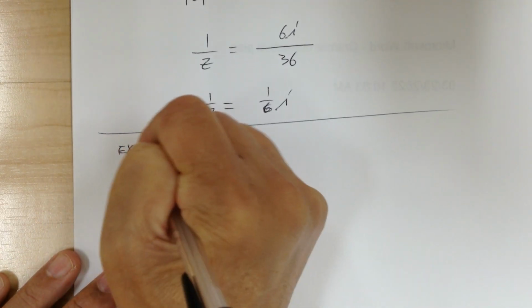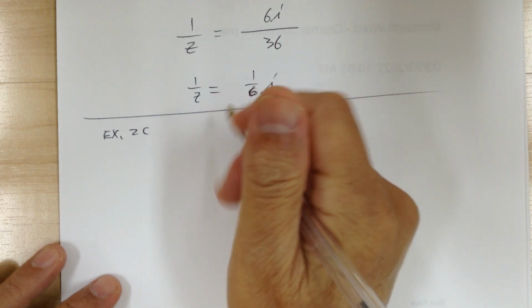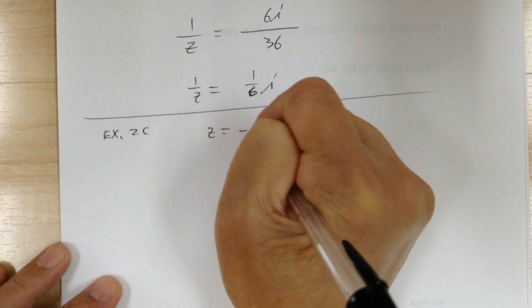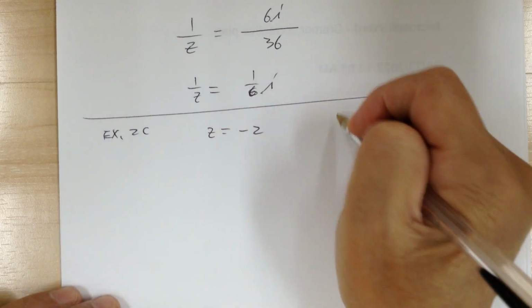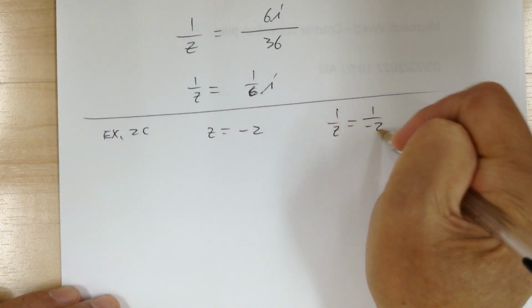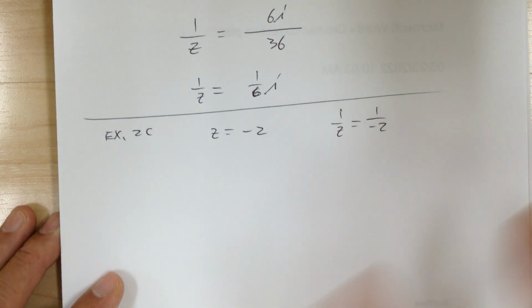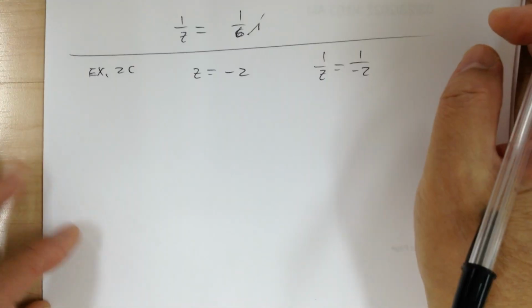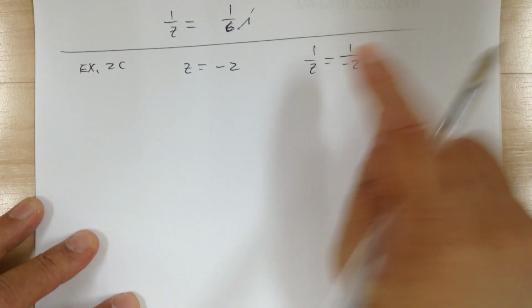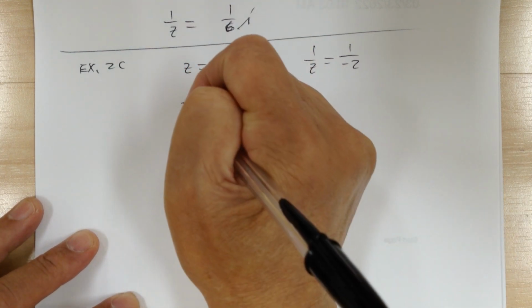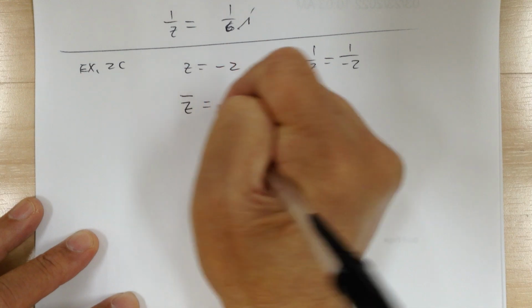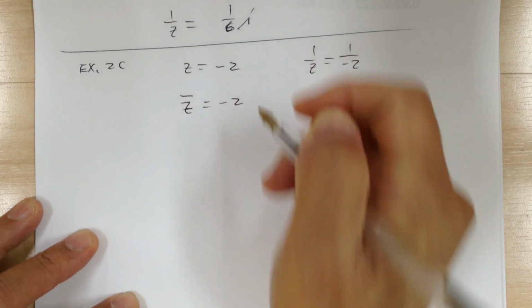Okay, let's go to example 2c. So again, this is from example 1. So you got z equals negative 2. Now in this case, this is much easier, right? 1 over z will equal 1 over negative 2. Okay, and that's it. So it kind of depends on the situation. If z is complicated, then you don't want to use this method. Okay. So the conjugate of that will still equal negative 2.